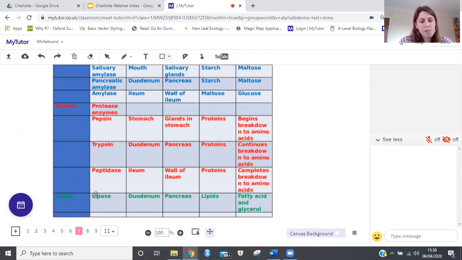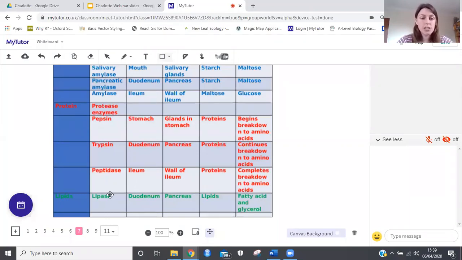And finally, we have lipase enzymes that break down our lipids. Now, I don't know whether you remember at the beginning when we looked at the diagram of the digestive system, we talked about lipase or the digestion of lipids not happening until a bit later on.